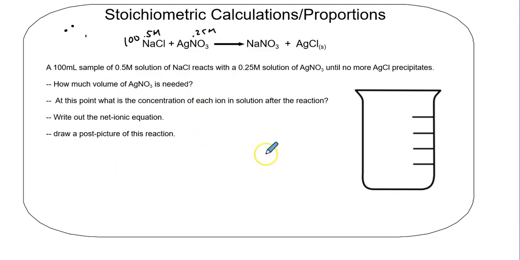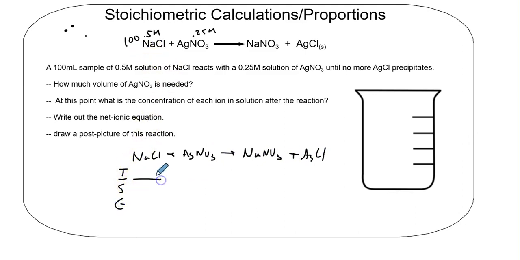The longer version of the answer would be NaCl plus AgNO3 yields NaNO3 plus AgCl. Initial stoich ratio. Now, the long way of looking at this is to determine the moles of this one. And you should realize that this is a 1-to-1 ratio, so it equals the moles of this one. And at that point, I could convert it to volume with this concentration. That's ultimately what I'm going to do.